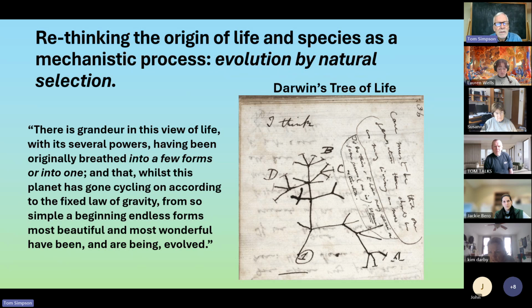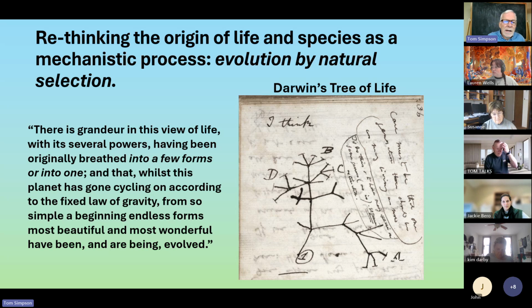I'll just read this last sentence of The Origin of Species, at least the first edition. "There is grandeur in this view of life, that is the evolutionary view of life, with its several powers having been originally breathed into a few forms, or only into one, and that whilst the planet has gone cycling on according to the fixed laws of gravity." He was living in Newton's universe at the time. "From so simple a beginning, endless forms, most beautiful and most wonderful, have been and are being evolved." So just in that one sentence, he really captures the essence of this, going from a few and perhaps only one simple beginning to the total diversity of life on the earth today.